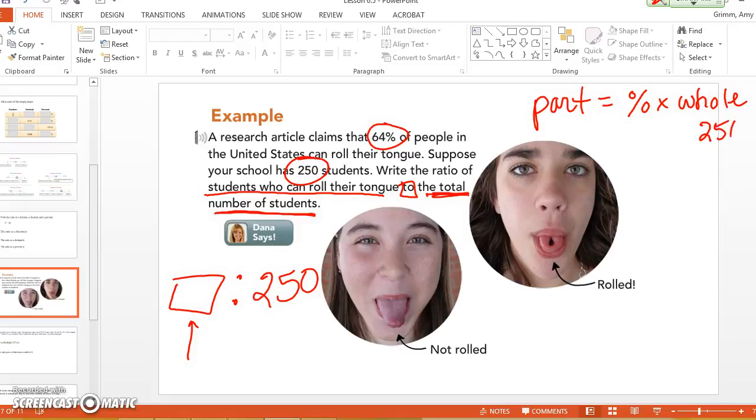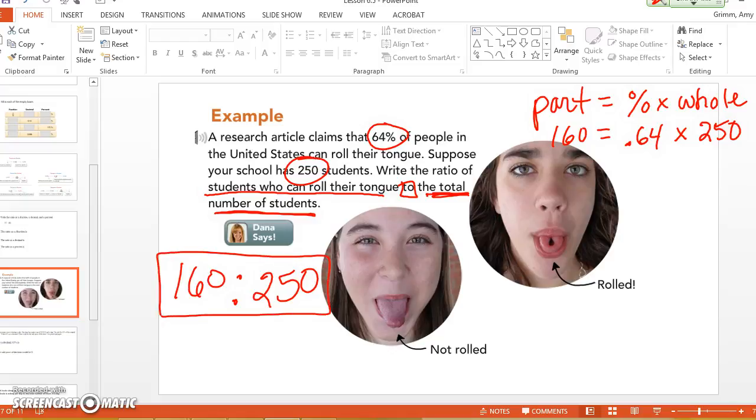250. The percent has to be in a decimal. So if I change the percent to a decimal, I get 0.64. And now I can multiply that, and let's see how many students that would be. 0.64 by 250. 160. Okay, and so that would go right here. So there would be my ratio.